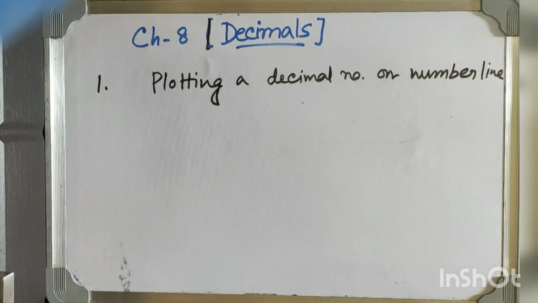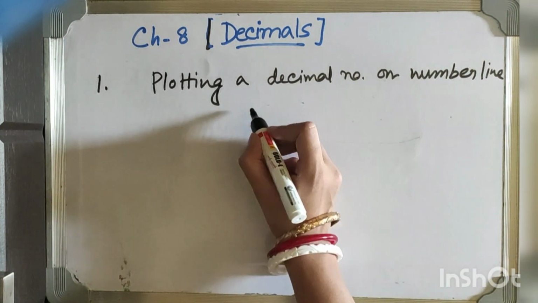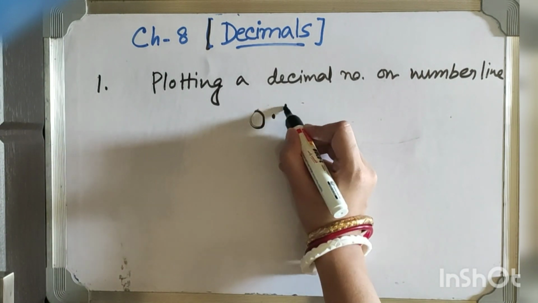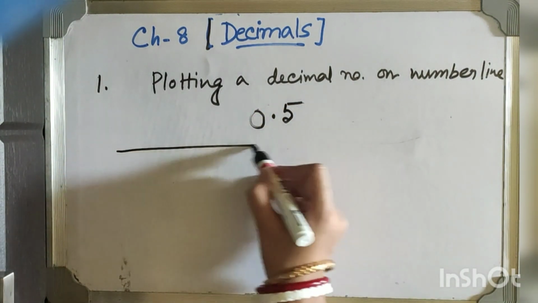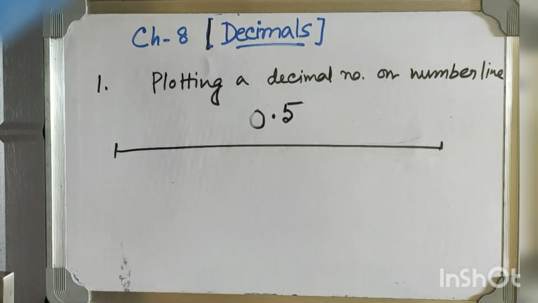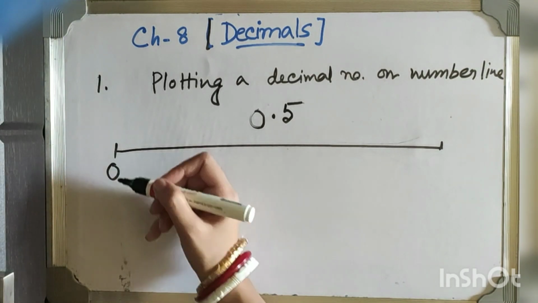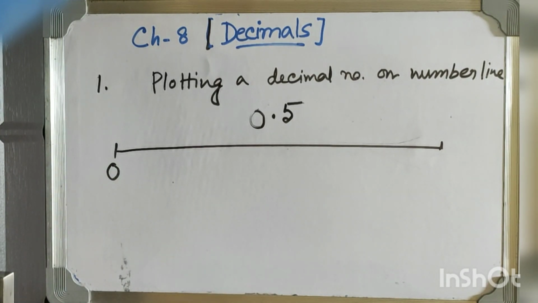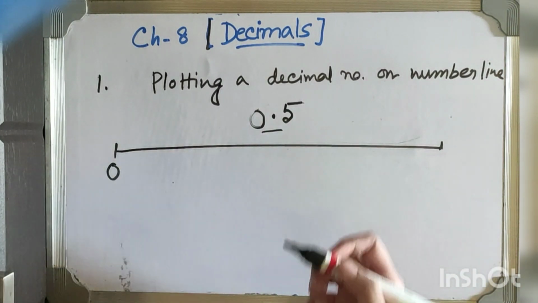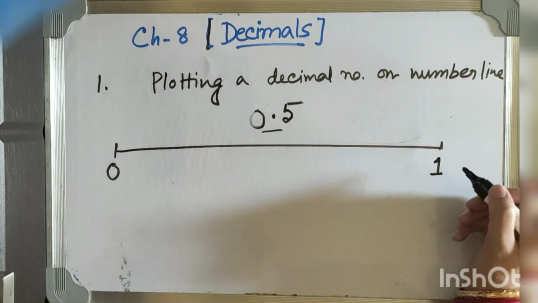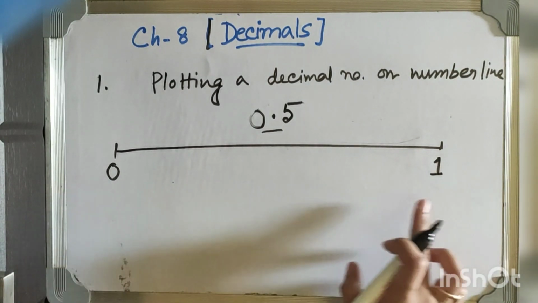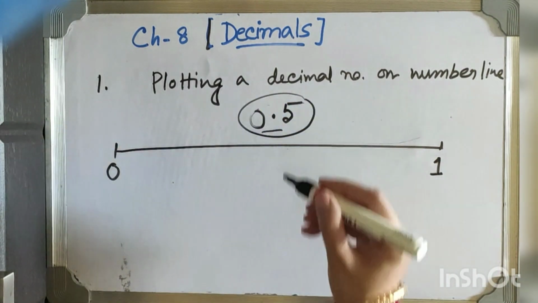Okay, so first we have to plot a decimal number on the number line. Okay, so how to do this? Let's take one example. Let's take the number 0.5. Now we can easily say that this number is greater than 0, isn't it? So let's take here 0. Okay, and this number is less than 1, isn't it? So we can say between these two integers this decimal number is lying.